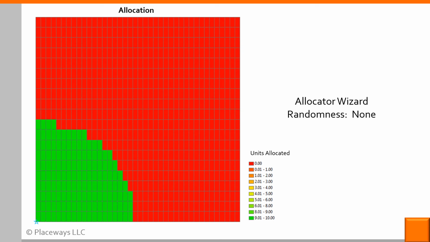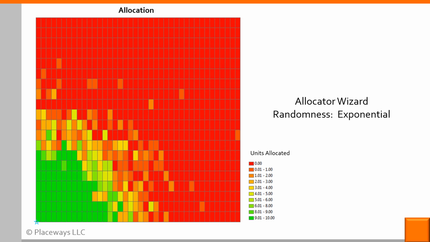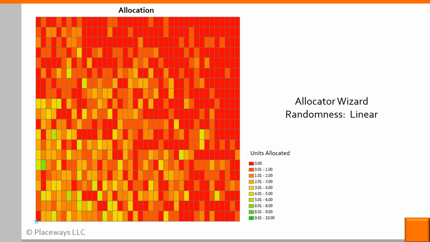On a map, first recall this simplistic allocation from earlier. Adding randomness sort of blurs the edges around the growth area. This example is using the exponential setting in the Allocator Wizard. Here is the linear setting in the Allocator Wizard, which adds much more randomness.